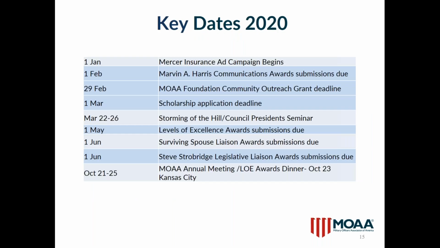So here's a summary of the things that are coming up in 2020. Just about all of these, I talked about: the awards, the grants, scholarships, all of these awards. Storming the Hill Council President's Seminar happens this year in March. It's a little early. If you're super engaged in the legislative advocacy, work with the council and see if you can get on the storming team. That's a really fantastic, eye-opening, and important project and mission that we do every year.